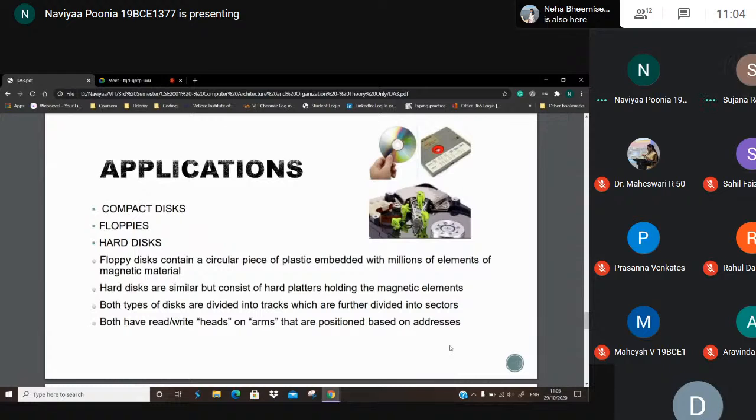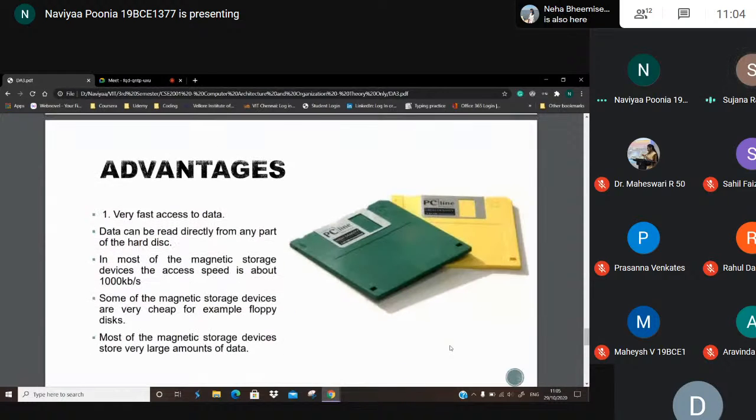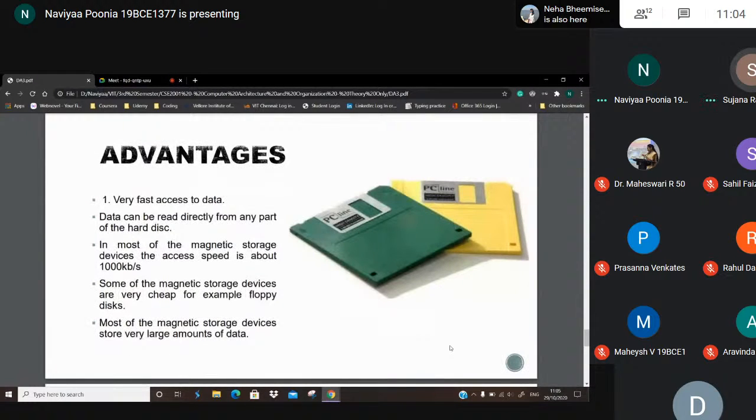Next are the advantages. The advantages are basically that we can access the data on a magnetic disk very fast, almost at a speed of 1000 kb per second, and the data can be read directly from any part of the hard disk. And some magnetic storage devices are also very cheap, and most of them can hold a large amount of data.